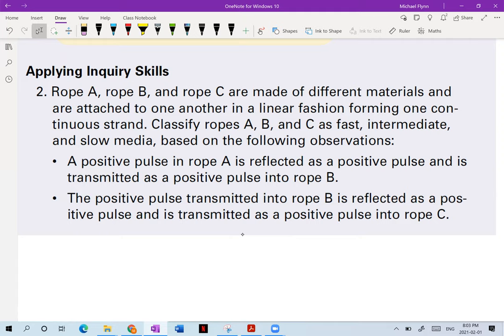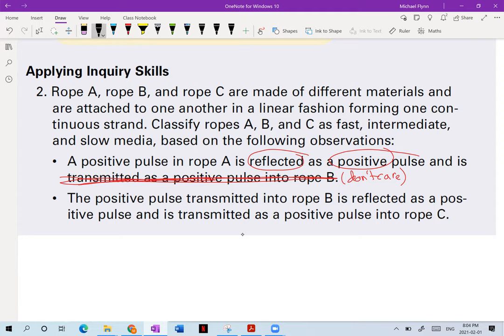Now, a positive pulse in A is reflected as a positive pulse and is transmitted as a positive pulse into B. Now we can ignore the transmission because that's never going to change. If they told us that it changed on transmission, there's something wrong because that's not true. So we don't care what happens to the transmission. We're looking at what happens to the reflection. So if it stays a positive pulse, that means it must have been a free end reflection.